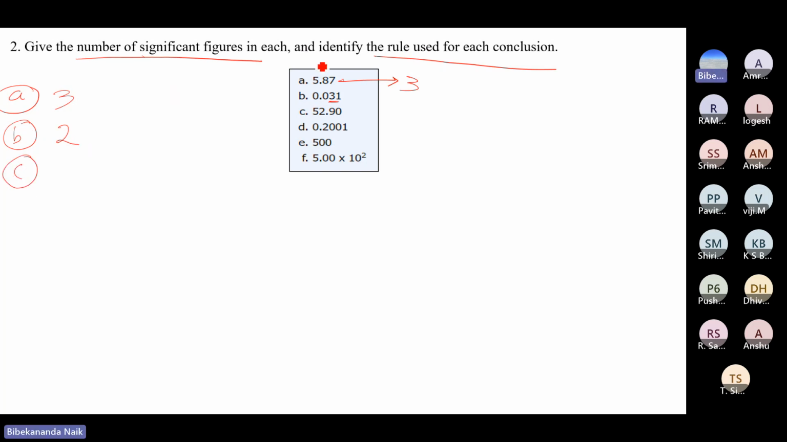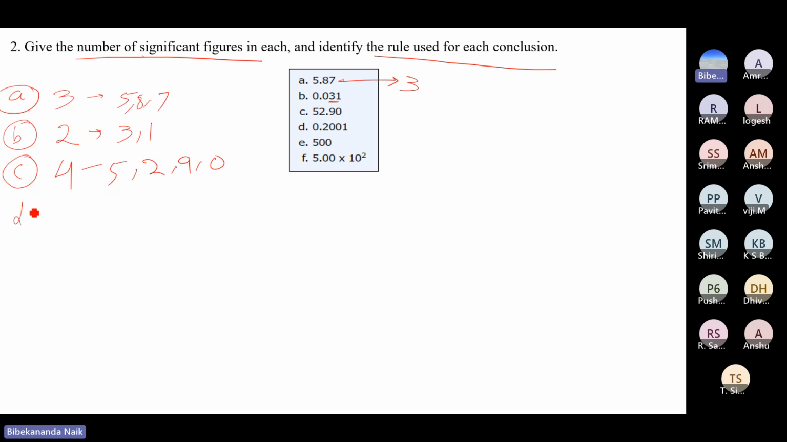And C is 52.90. Here, as you can see, there are no leading zeros. There is a zero after the reading. So in 52.90, when we are talking about the number of significant digits, it will be 4. All digits, 5, 2, 9, 0, have significance and are significant digits.